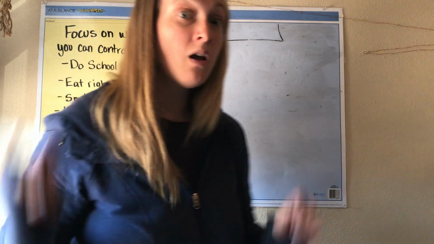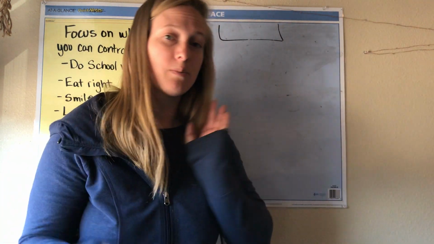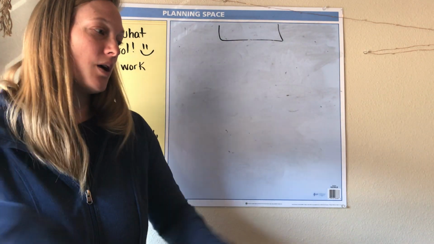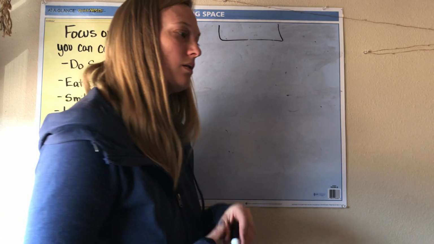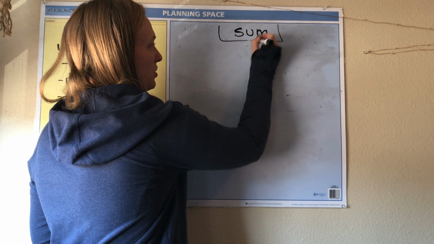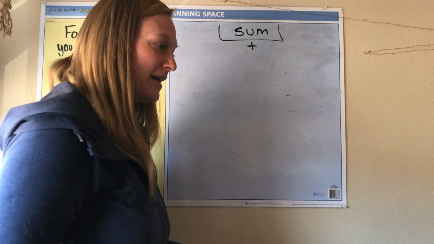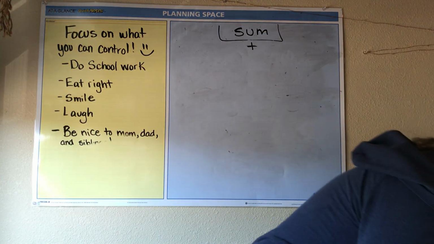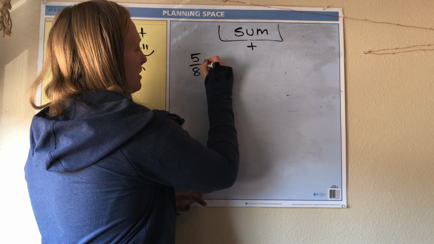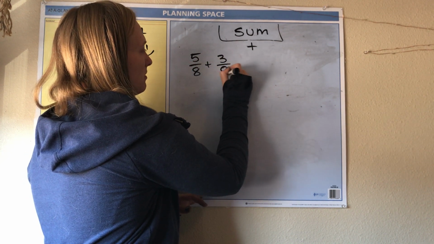Okay, welcome back. We're going to go over question number 6 and number 7 on the You-Do page. Okay, so question number 6. We are working with sum. Sum means to add. Adding 5/8 and 3/8. 5/8 plus 3/8.